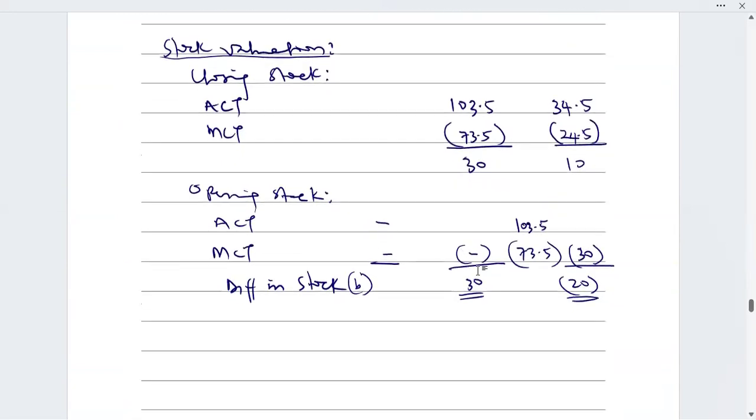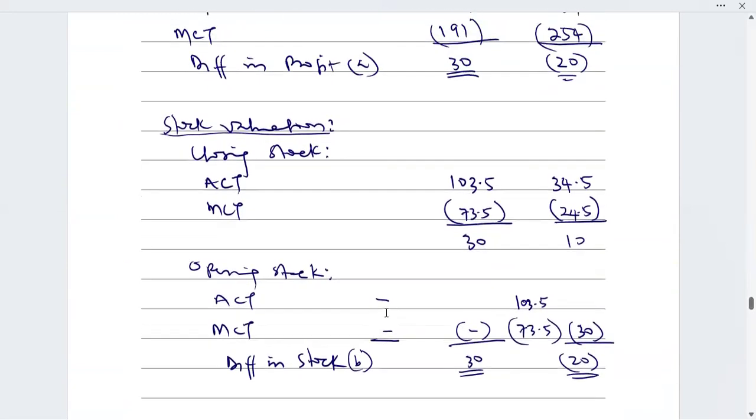See, hold on. When you say 10 minus, look at this one is positive. This one is negative. If you say 10 minus 30, what would it give you? Is it not negative? When we are deducting 103.5 minus 70.5, why are we having 30 in brackets? You are lessening it. You are lessening the difference in opening stock from the difference in closing stock. So you are lessening this from this.